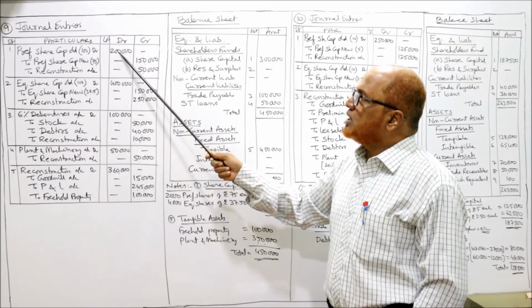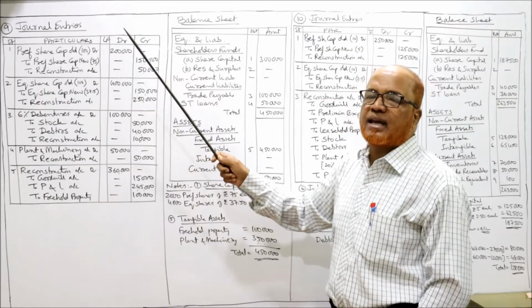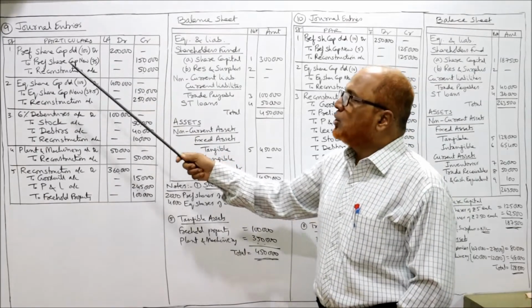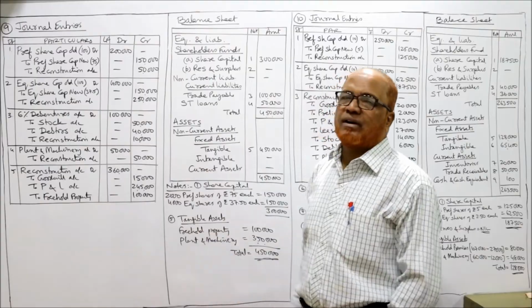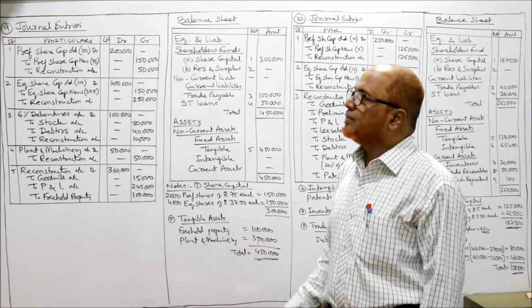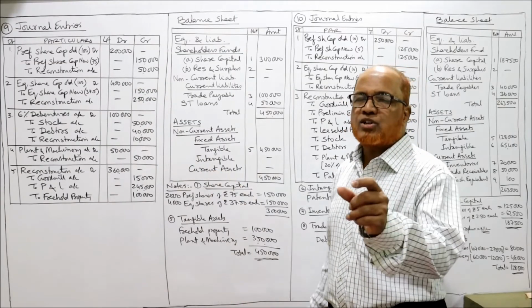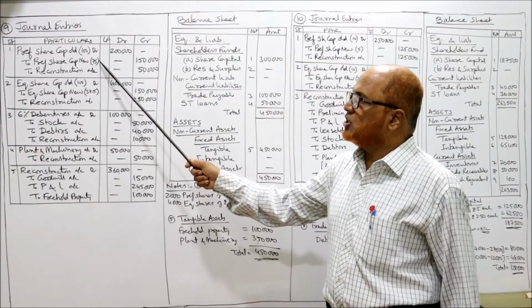So 2,000 shares were there. So 2,000 into 100, 2 lakh rupees, we are cancelling the old capital, to preference share capital new 75. So 2,000 into 75, 1 lakh 50,000, to reconstruction 50,000. Being the old preference share capital cancelled and new preference shares issued.